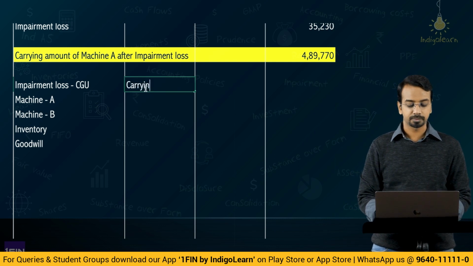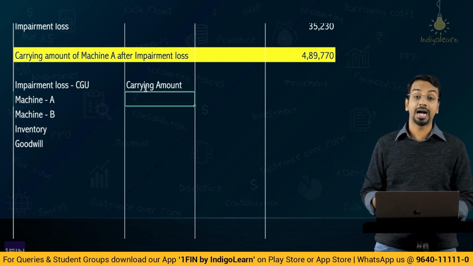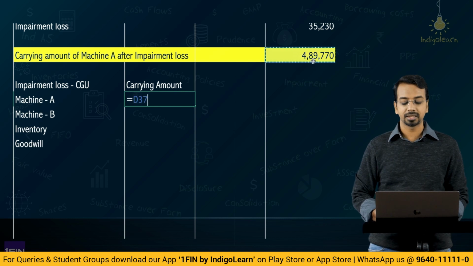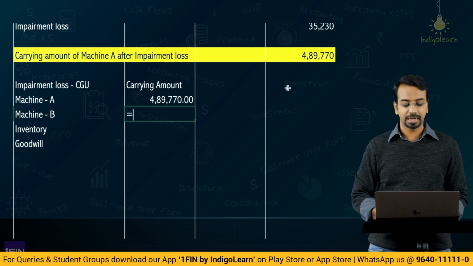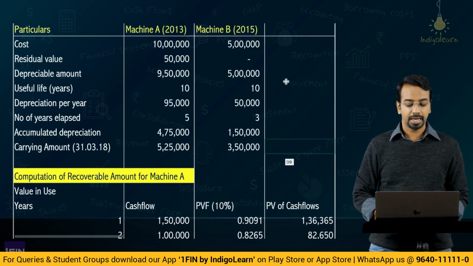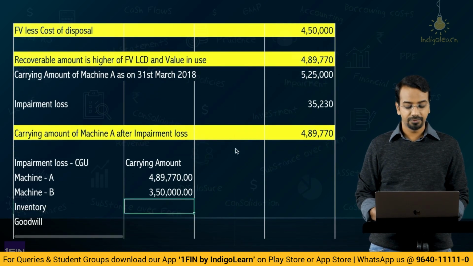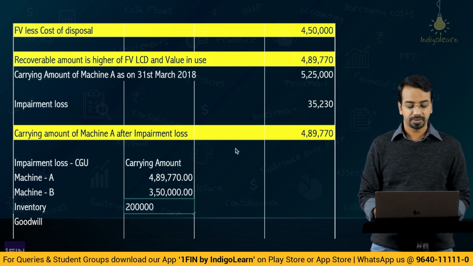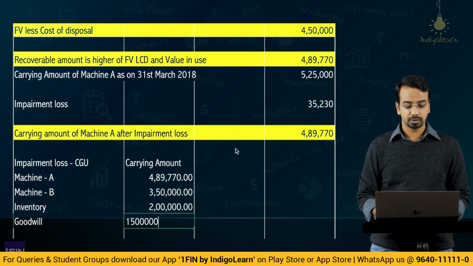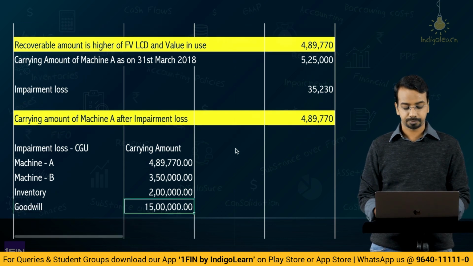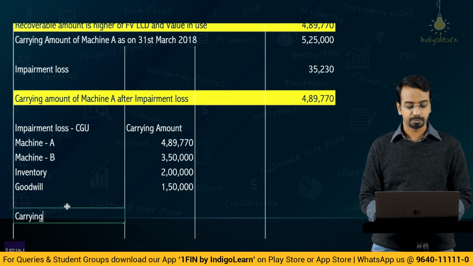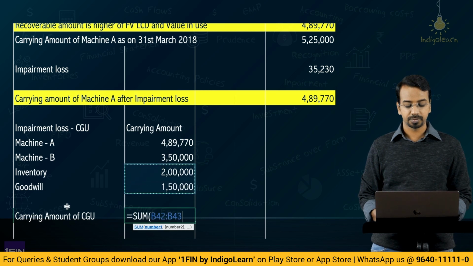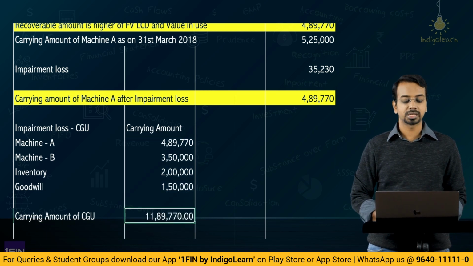So what is the carrying amount? Carrying amount of machine A after impairment is 4,89,770. Okay. Then carrying amount of machine B we have calculated above, and that was 3,50,000. Inventory is at 2 lakhs given in the question, and 1,50,000 is for goodwill. Okay. So these are the respective carrying amounts. So what is the carrying amount of CGU? The carrying amount of the CGU is 11,89,770.